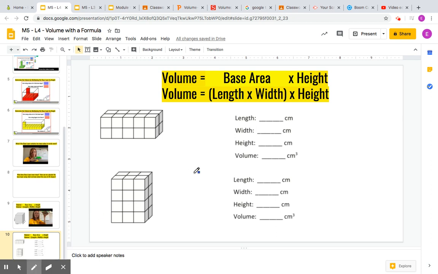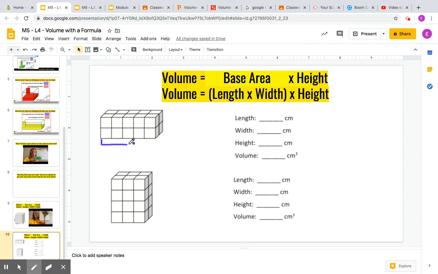So we've learned that volume equals base area times height of a rectangular prism, or volume equals the length times the width times the height, because length times width equals base area. So let's put this into application. We have this first structure right here. I need to figure out these three components, my length, my width, and my height, in order to figure out my overall volume.